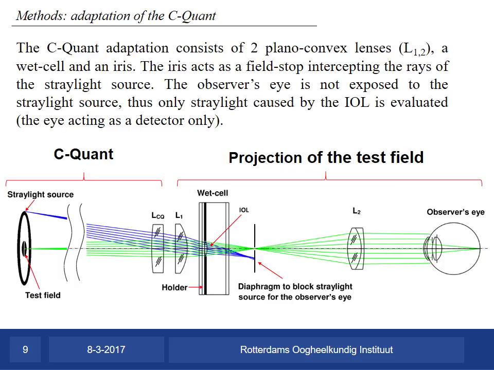The C-Quant adaptation was designed using optical software, and this consists of two converging lenses, here and here, a wet cell to keep the intraocular lens in solution, and an iris. The most important part of this adaptation is the iris, as it blocks rays of the scattering ring. So the observer's eye is not exposed to the straylight source, while the test field can still be seen by the observer who performs the test. And this precisely allows us to measure straylight of the intraocular lens objectively, without interference of straylight from the observer's eye.